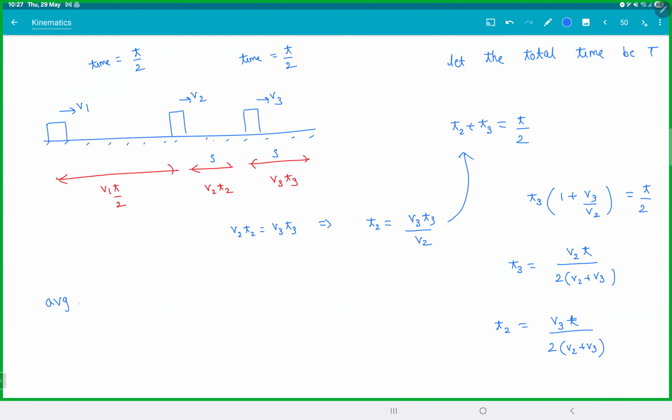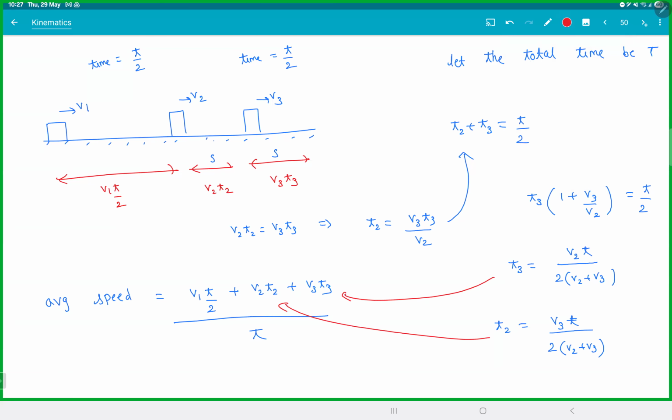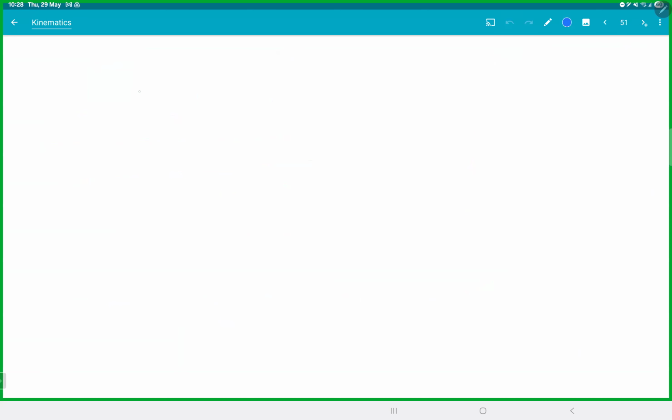You're done actually. What is average speed? Average speed is total distance by total time. What's the total distance? V1 T by 2 plus V2 T2 plus V3 T3, by T. Get T3 from here, substitute. Get T2 from here, substitute. Check what I did. Did everyone get this one and this one? These are the two key points. Since the distance traveled is the same, V2 T2 is V3 T3, and the time T2 plus T3 must be T by 2.